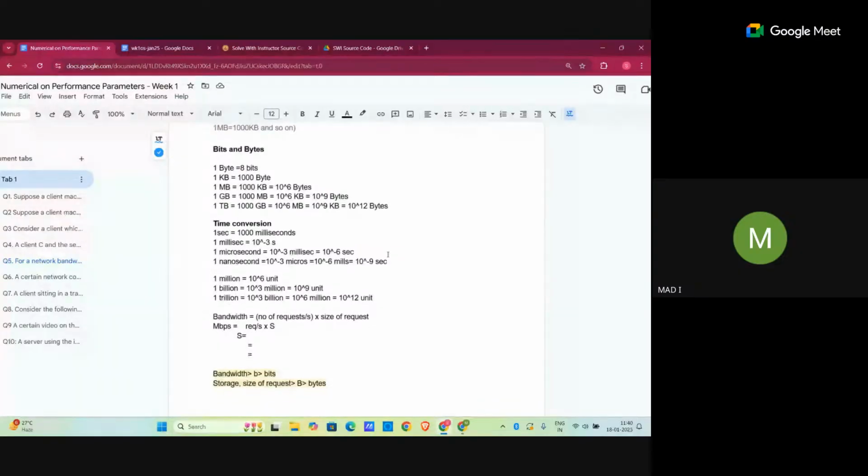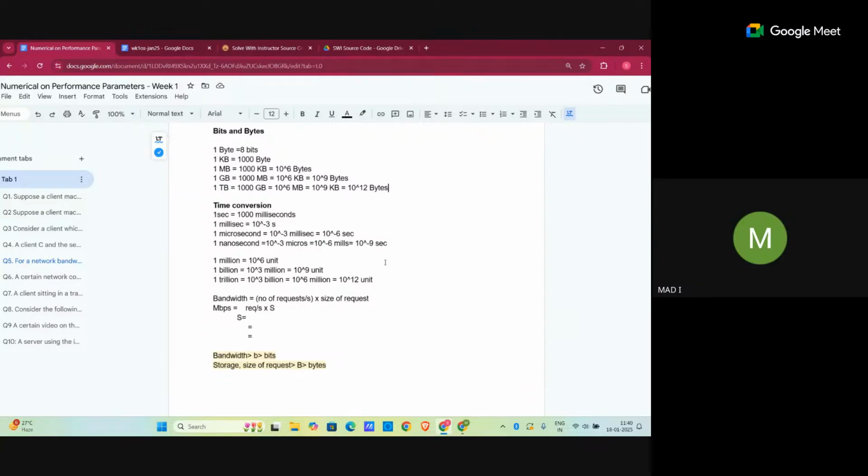In time conversion, 1 second is equal to 1000 milliseconds. So if we want to convert milliseconds into seconds, we will multiply by 10 to the power minus 3. 1 microsecond is equal to 10 to the power minus 3 milliseconds, which is equal to 10 to the power minus 6 seconds. 1 nanosecond is 10 to the power minus 3 microseconds, or 10 to the power minus 6 milliseconds, or 10 to the power minus 9 seconds.